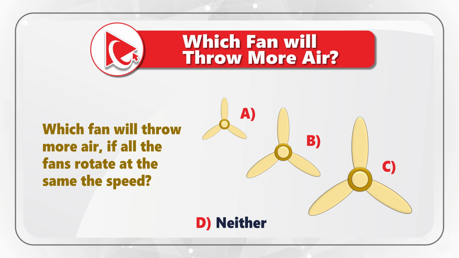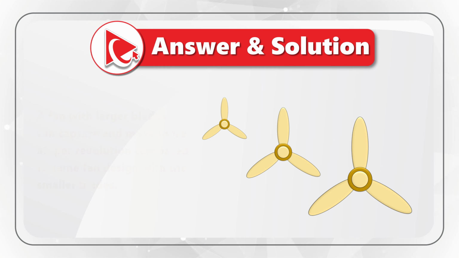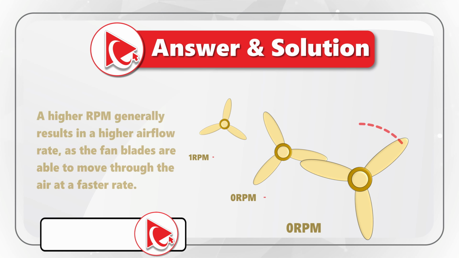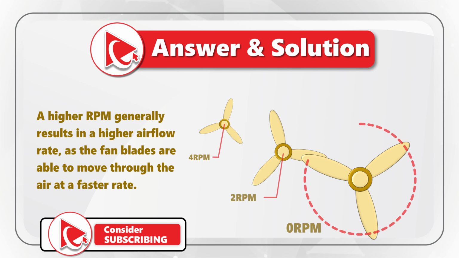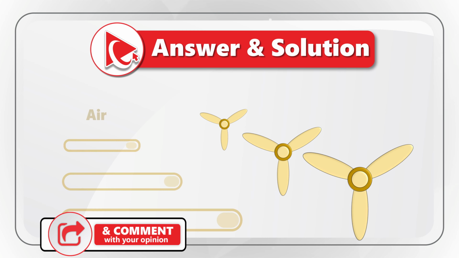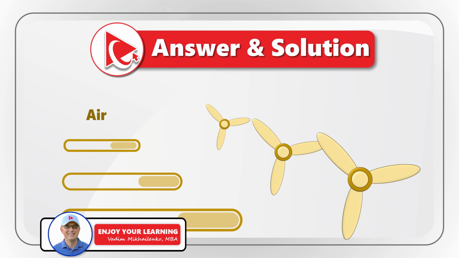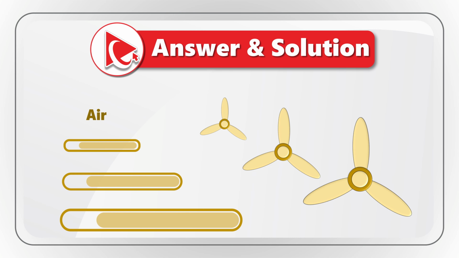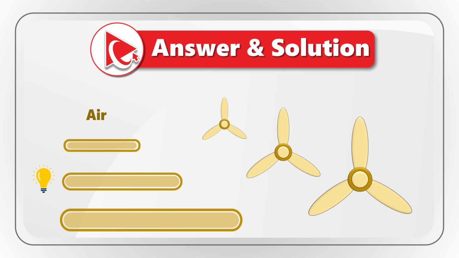As you might be well aware, there are two key factors that help determine the airflow rate. The first one is the size of the fan's blades, and the second one is the rotational speed of the fan, which is measured in RPM, which stands for revolutions per minute. A fan with larger blades can capture and move more air per revolution compared to the same fan design with smaller blades. And this is exactly what we're dealing with here in this question.